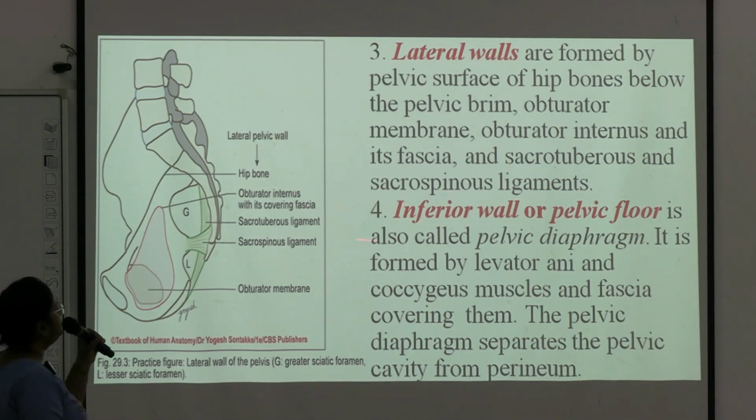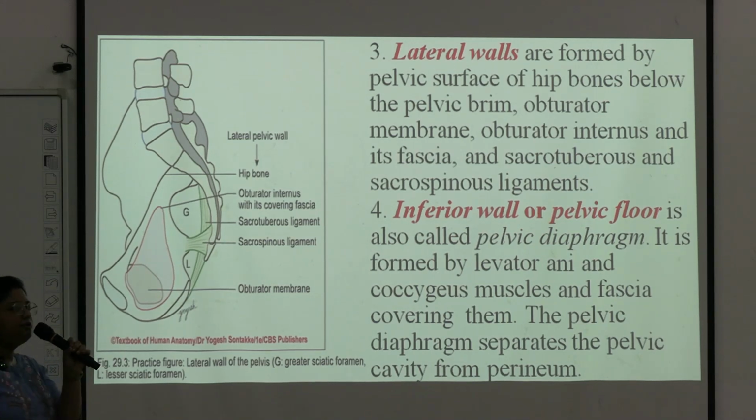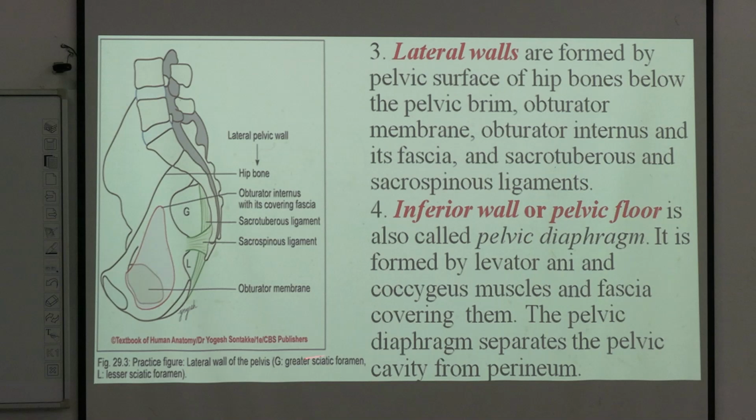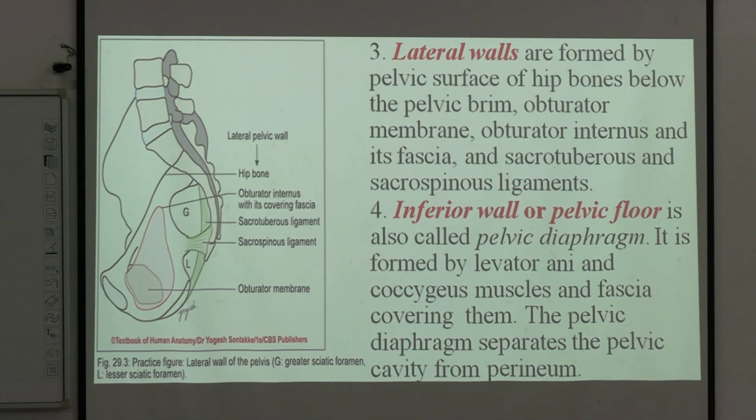Next we go to the inferior wall or pelvic floor. It is also called the pelvic diaphragm and it is formed by levator ani and coccygeus muscles and the fascia covering them. The pelvic diaphragm separates the pelvic cavity from the perineum.